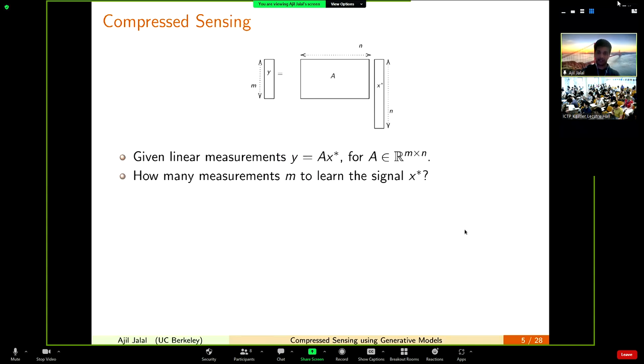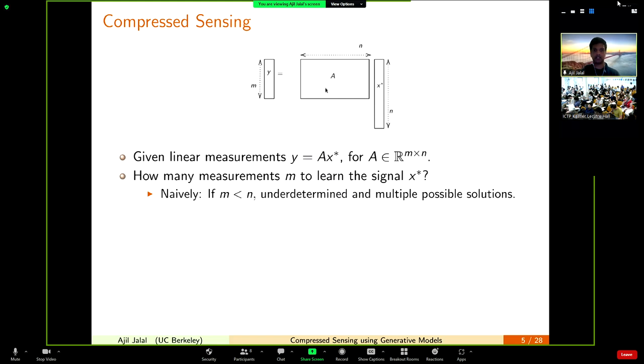Now, let's take an even simpler case where there's no noise in the measurements. Now, we can write this as a system of linear equations, where you have the measurements over here, you have the measurement matrix, and you're trying to recover this unknown image using the measurements and the measurement matrix. And elementary linear algebra tells you that if you have fewer observations of the signal than there are dimensions in the signal, then this is an underdetermined system of linear equations, and there are infinite solutions to the system. And hence, uniquely recovering X star is impossible if M is smaller than N.